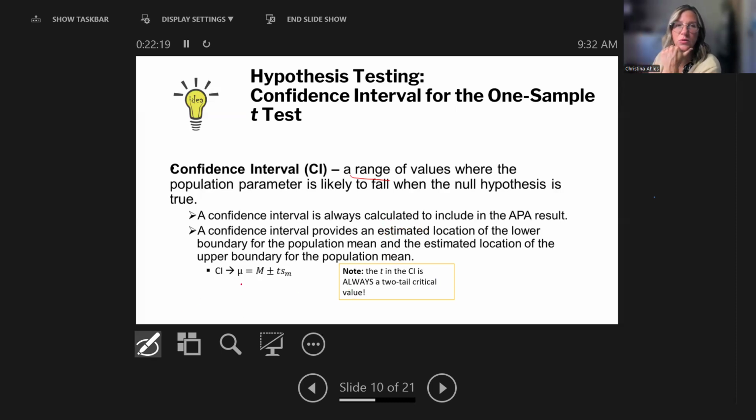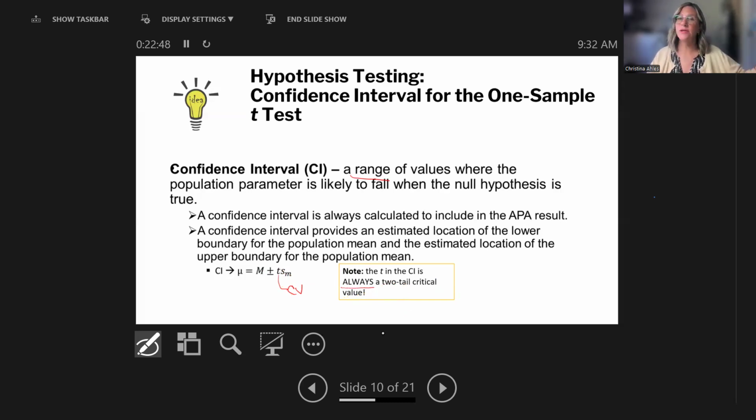So here's what it looks like. This is like an estimate of the mean. So you're going to use the sample mean plus and minus t times the estimated standard error. Now the t here, this one is the critical value. So in effect size with the eta squared, it's the obtained test statistic. This t is a critical value, and it is always a two-tailed critical value.